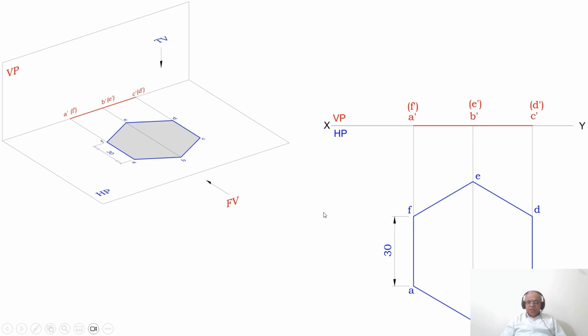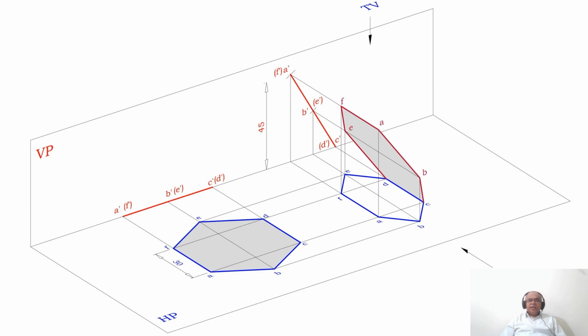So once you do that, now he says the hexagon is resting on one of its sides, one of the sides touches both the reference planes, and the side opposite to that side is above HP by 45 mm. So what does it mean? The side opposite to the side, which is C dash D dash, is one side, and A dash F dash is the other side. In this initial position, both these sides are on HP.